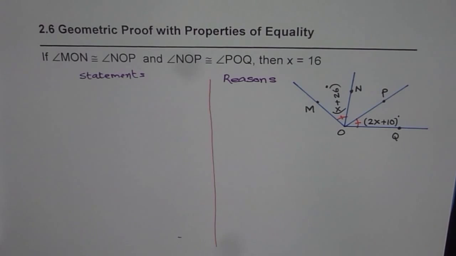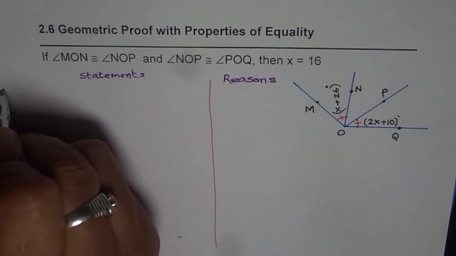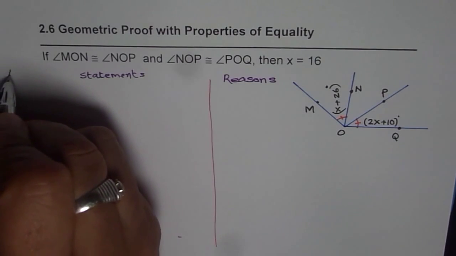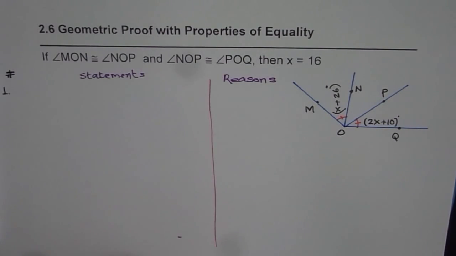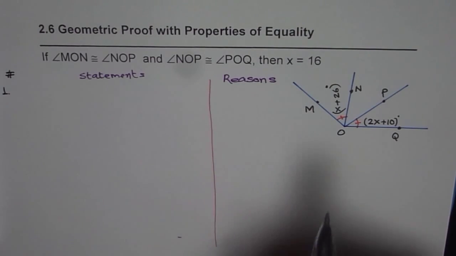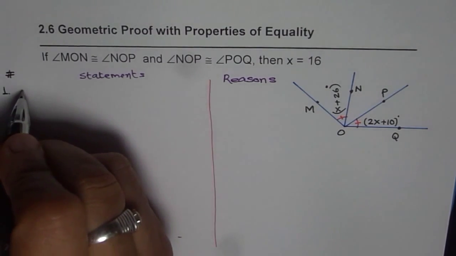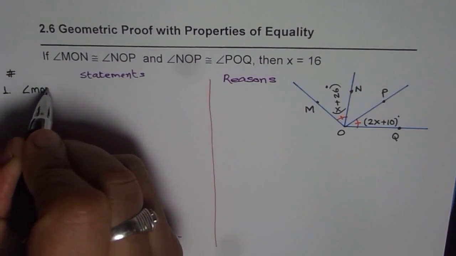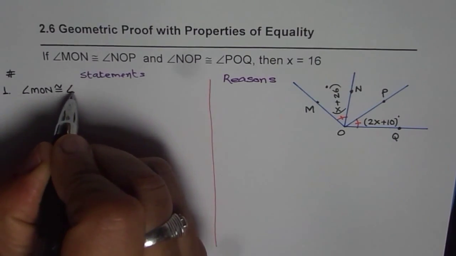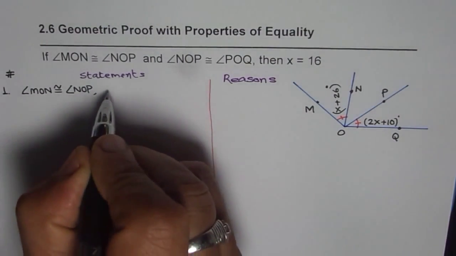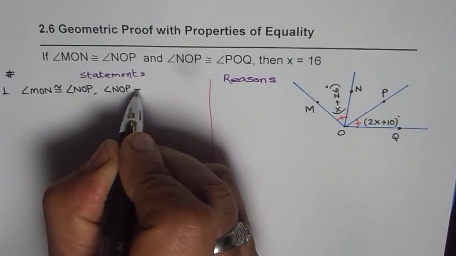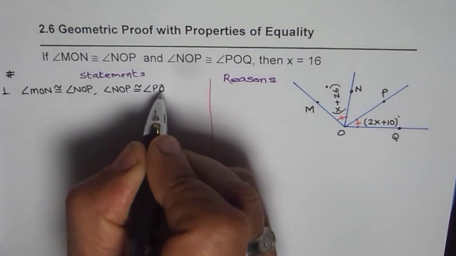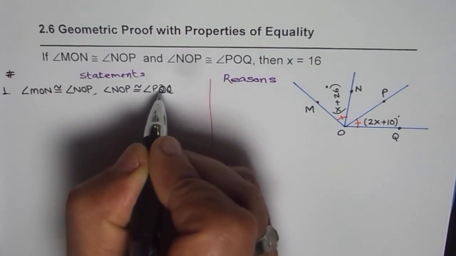Now, always you should begin with what is given to you. In this particular situation, we are given congruent angles. So our first statement number is also very important. Let me write the number here. We can refer to this whenever we provide reasons or explain situations. So what we are given here is that angle MON, let me copy this now, angle MON is congruent to angle NOP, and angle NOP is congruent to angle POQ, right? This is O in the center.